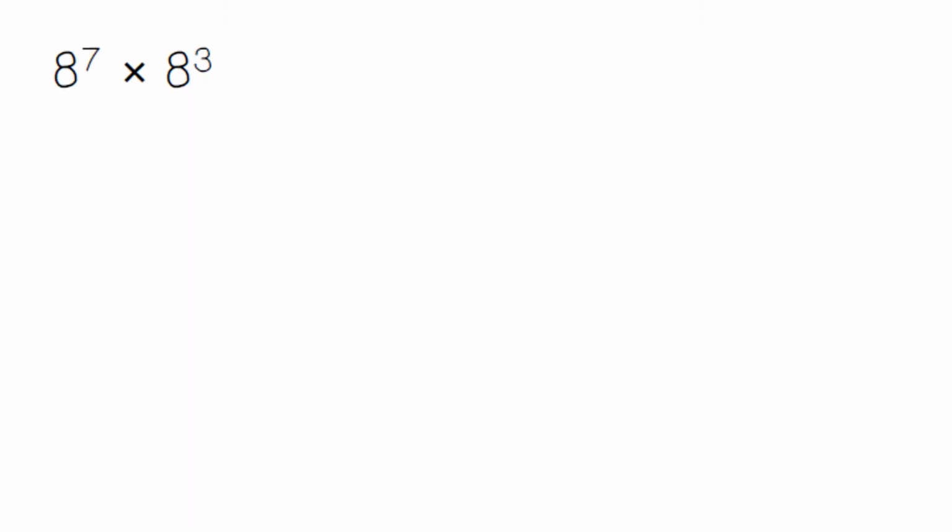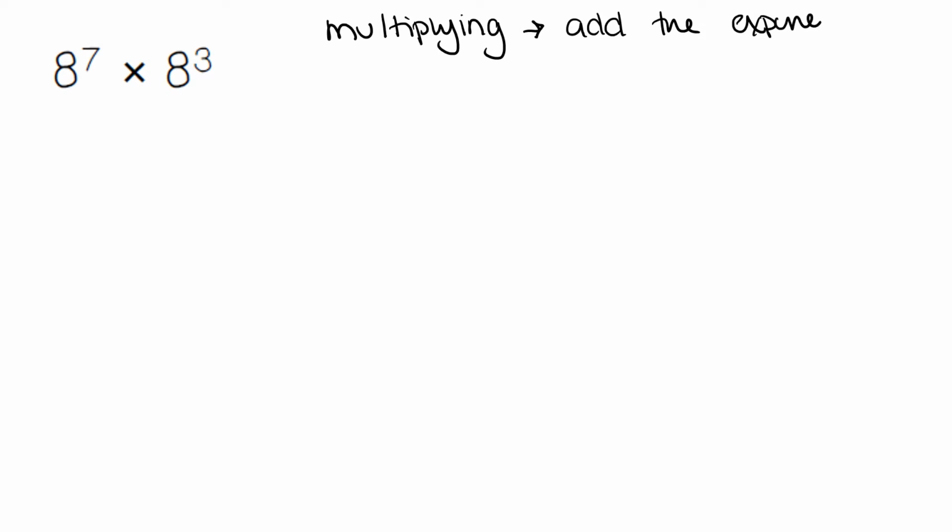So here's our first problem, 8 to the 7th times 8 to the 3rd. And since we're multiplying, our shortcut is that we're going to add the exponents. If we simply just add the exponents, 7 plus 3, we would get 10. And so our answer is going to be 8. The base number stays the same. Our exponent changes to a 10.